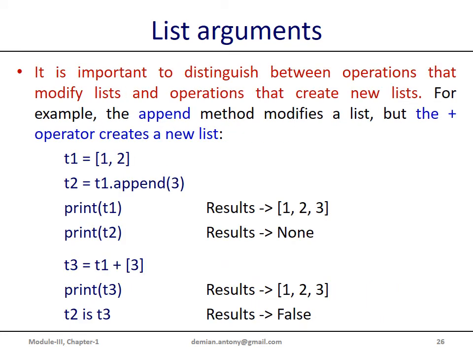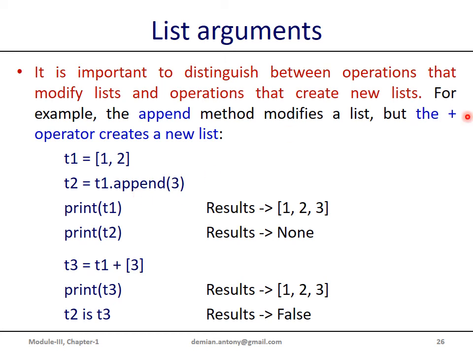It is important to distinguish between the operations that modify lists and the operations that create a new list. The list method append always modifies the existing list. It will not create a new list. For example, we have a list t1 with two elements. Let me append one more element, 3, and then assign t1 to t2 after append. Now we get t1 with three values, 1, 2, 3, and t2 with None, because the append function does not return any value, it returns None or void.